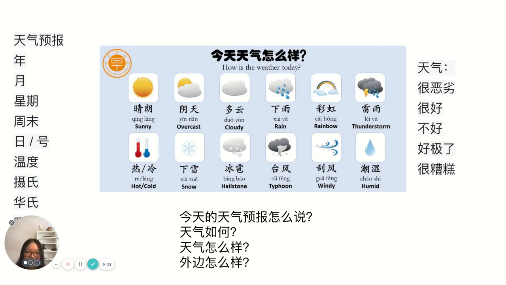And then you can also say 今天天气很糟糕. The weather is very terrible today.